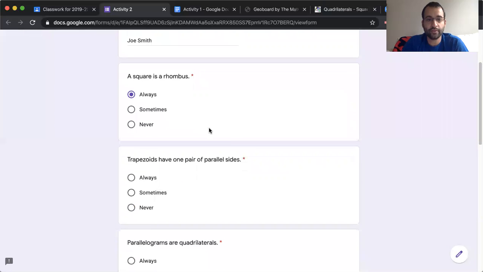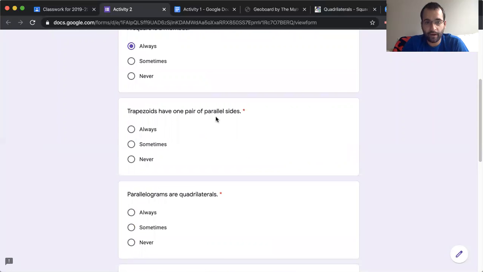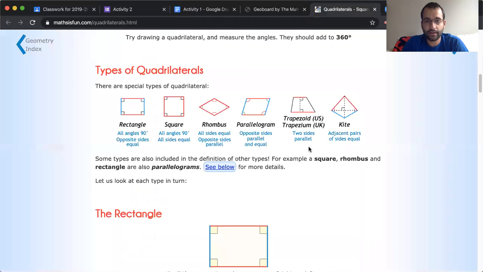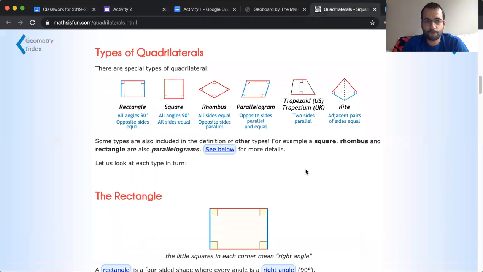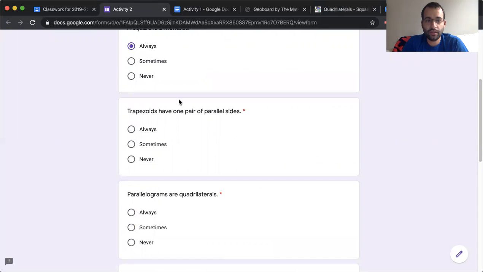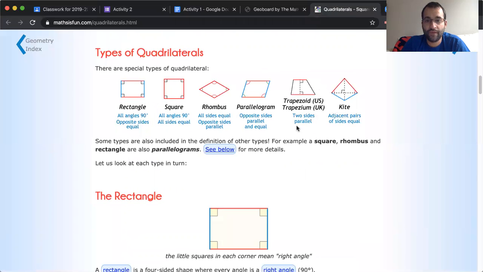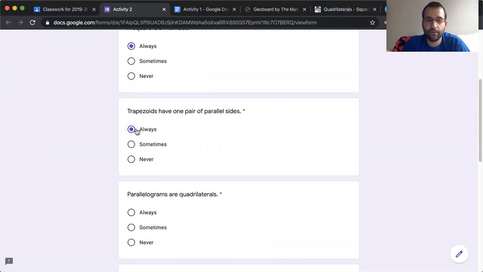Okay, so let's go to the next one. Trapezoids have one pair of parallel sides. Well, let's go back. This says two sides are parallel. So let's see. Well, know what I know about the word pair. Pair means two. So one pair means two sides are going to be parallel. So that's what my definition is right here. So I'm going to also put here always.